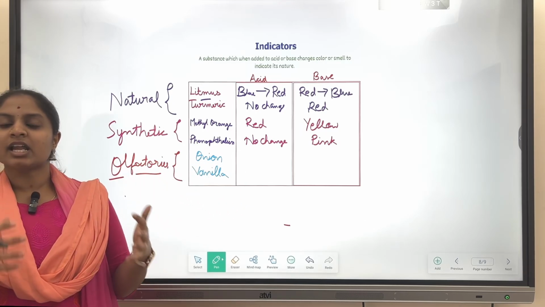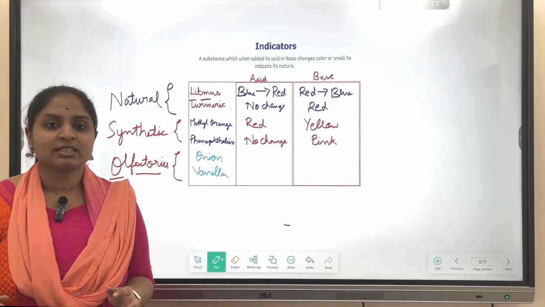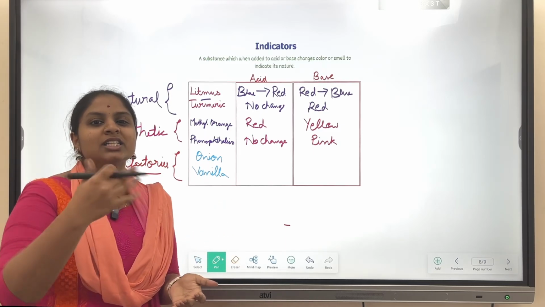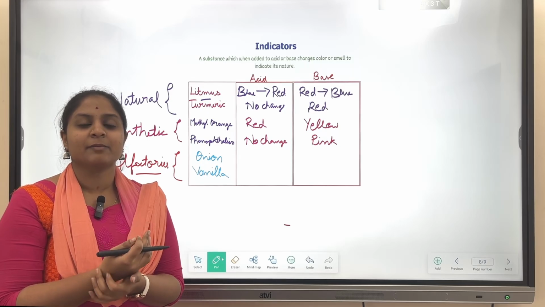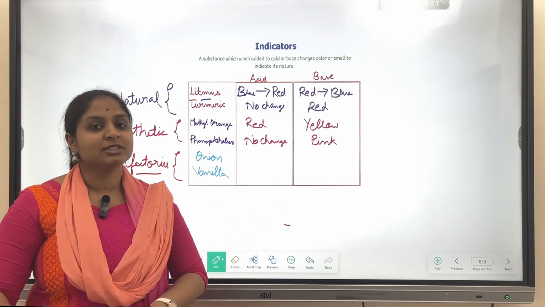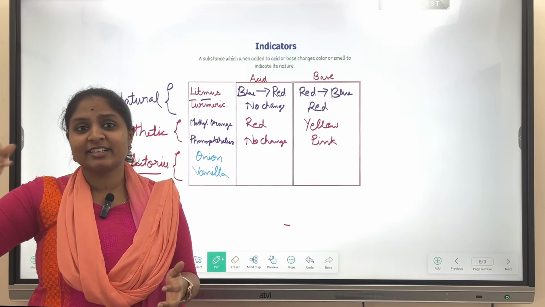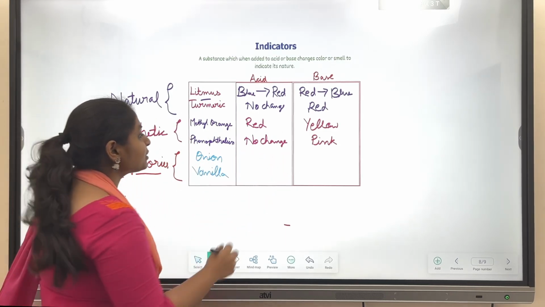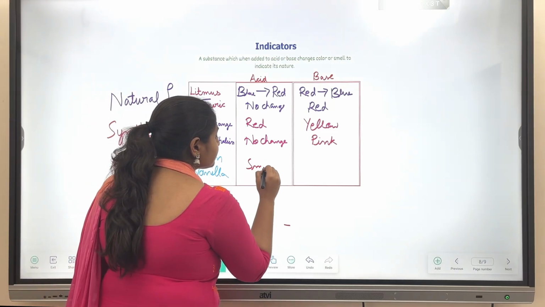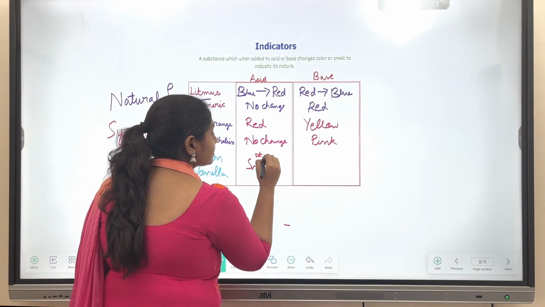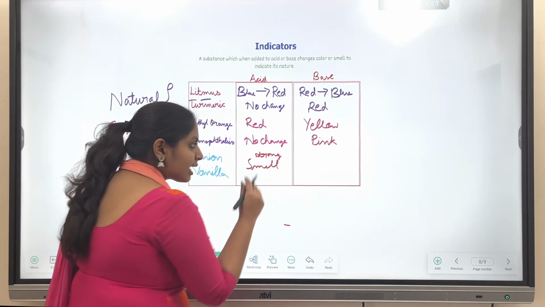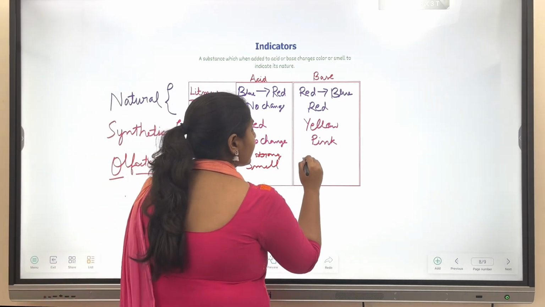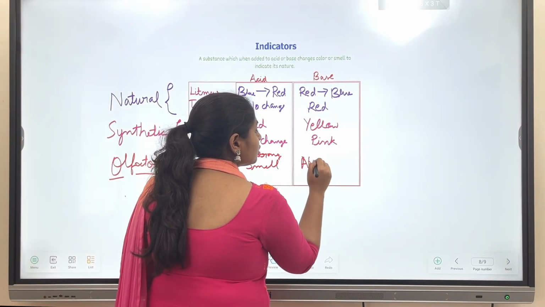So onion and vanilla, when they are in a very strong acid, like onion has some smell, no, this is the smell of onion cutting. Or vanilla ice cream is very delicious, we get the smell of vanilla ice cream. So when they are in a strong acidic medium, they will give a lot of strong smell. But the same onion and vanilla, if you keep them in a basic medium, you will not get any smell, or there is no smell.